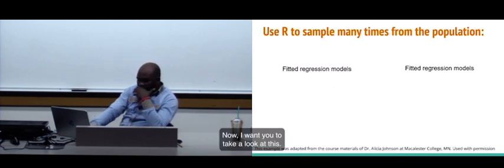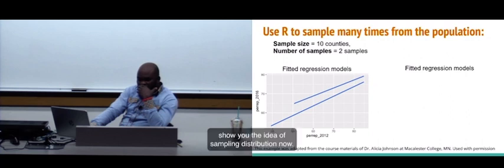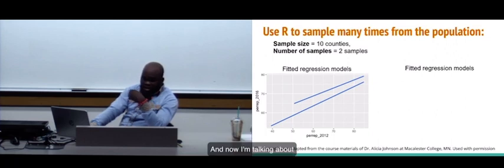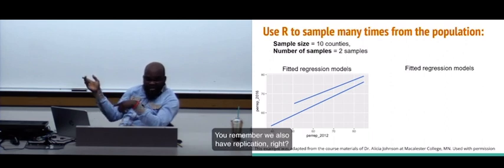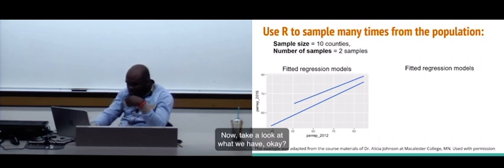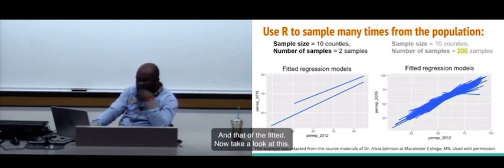Now I want to show you the idea of sampling distribution. For a sample size of 10 counties, the number of times you choose is 2. Here I'm talking about replication. In bootstrapping, you remember, we also have replication, right? Good job. Now, take a look at what we have, and that's of the fitted.